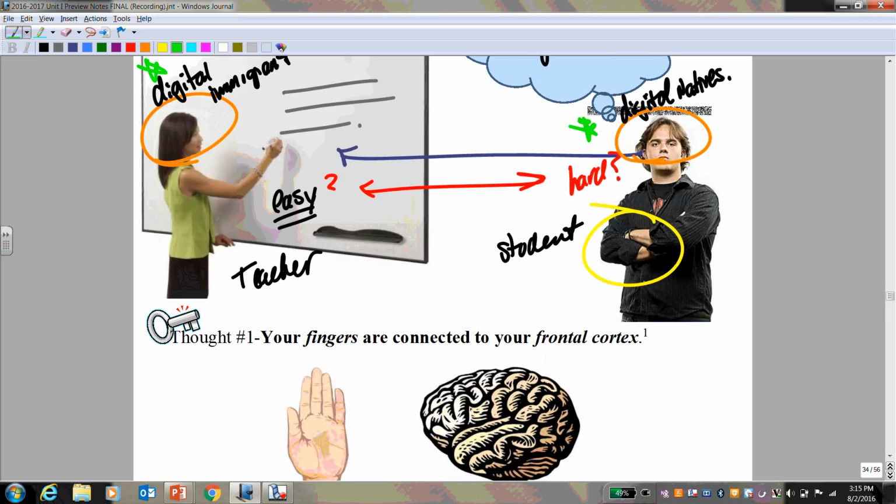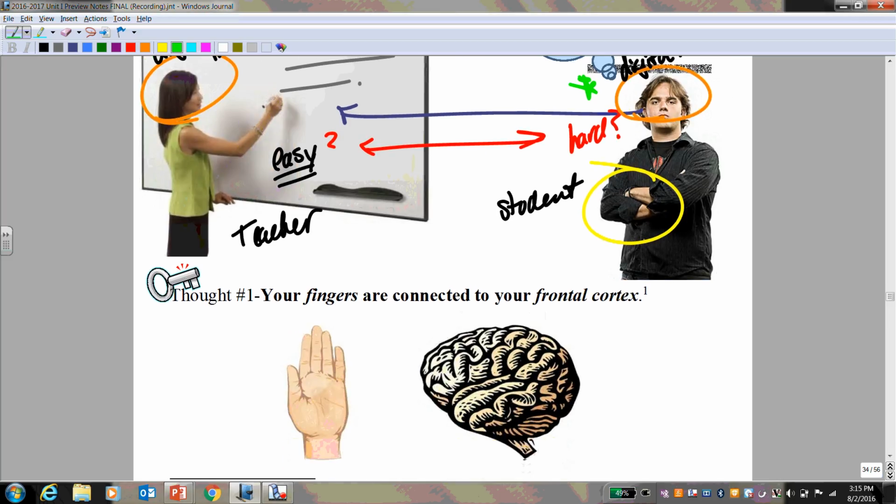And the first thing you need to understand is that your fingers are actually connected to what's called your frontal cortex. My original degree, I have a master's degree in education, but my bachelor's degree is in occupational therapy. It's a rehab degree. Therefore, I have studied neurology as part of my rehab degree. That neurology is the study of the brain.